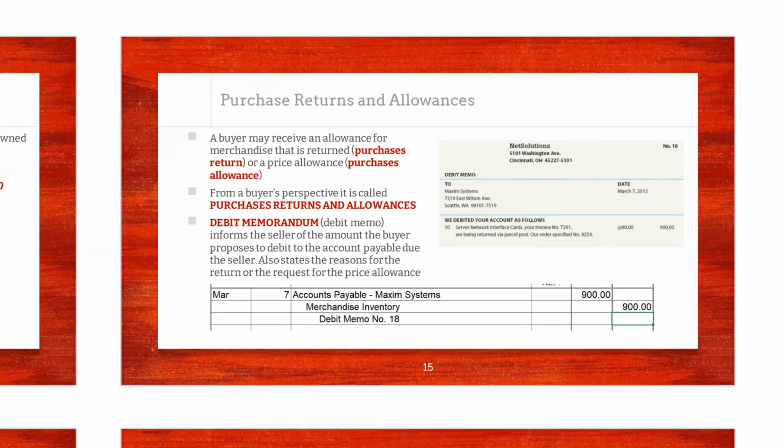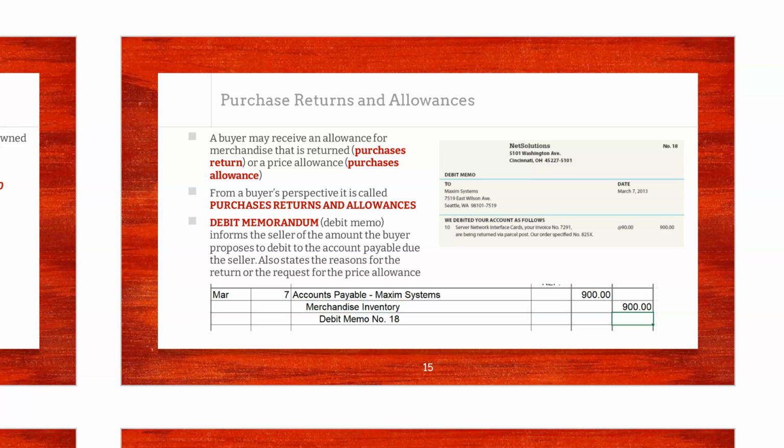Purchase returns and allowances. A buyer may receive an allowance. So you're thinking now as the company again, so the company is the buyer. A buyer may receive an allowance for merchandise that is returned. It's a purchase return, or a price allowance, if something is returned and you're getting a credit. From a buyer's perspective, it is called purchase returns and allowances.